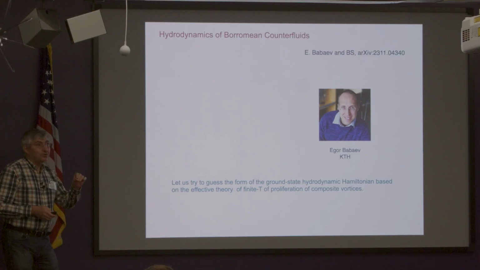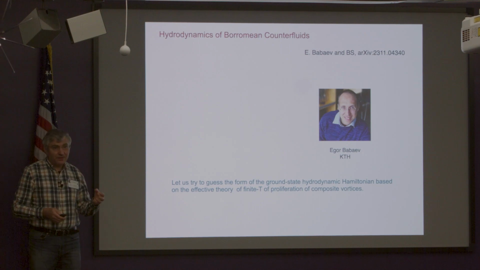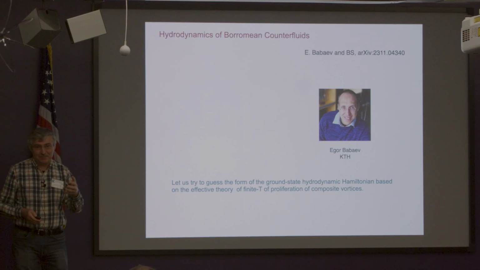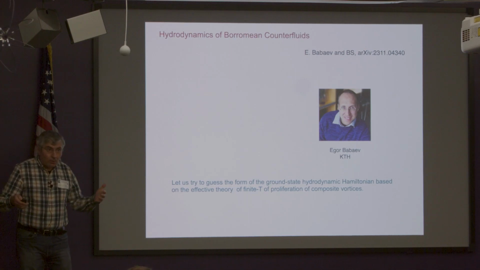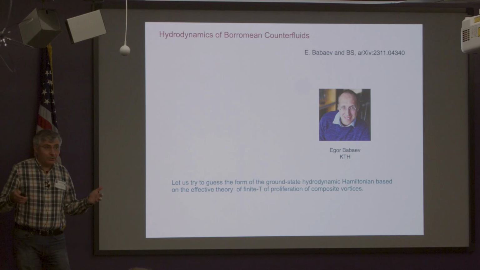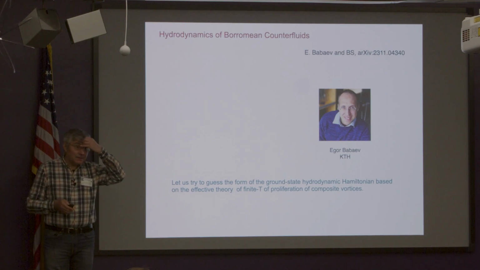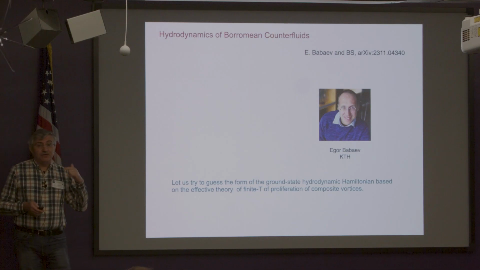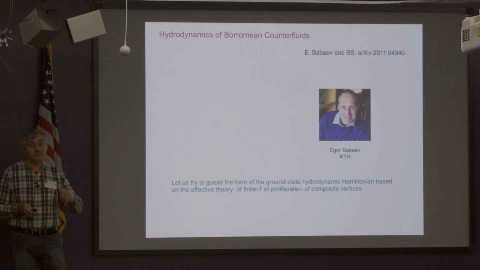What we are going to do, we are going to guess the hydrodynamic Hamiltonian, which corresponds to the Borromean counterfluids, and then just check by inspection that our guess is correct. That's typically the approach. So we need to come up with something. Of course, we do understand that the hydrodynamic Hamiltonian should be written. We do understand the canonical variables. The canonical variables are the superfluid phases and canonically conjugate variables, which are deviations from density. So we do know the structure of canonical variables. We just need to figure out what is the structure of the Hamiltonian.